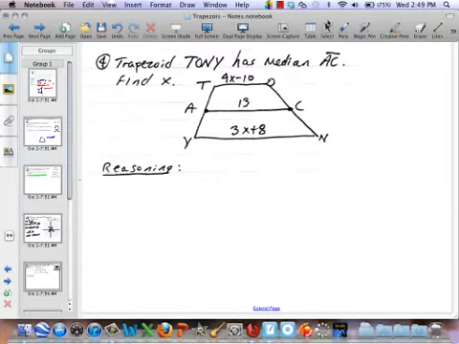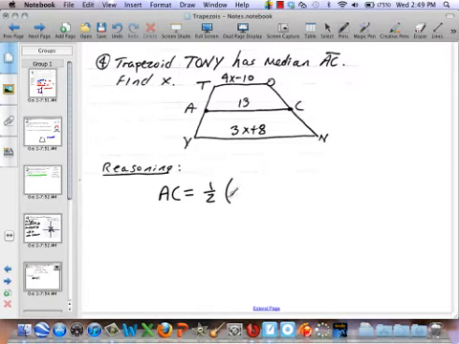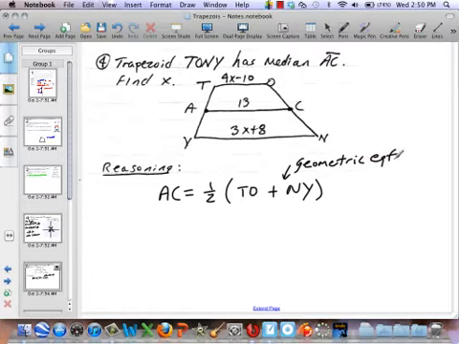We said that the length of the median, in this case AC, is equal to half the sum of the bases, correct? Guys, focus. What are my bases? So TO plus NY. Remember, this is what we call the geometric equation. A lot of you skip this and say, I don't know how to set this up. It's because you're skipping the geometric equation. Use the properties to write the geometric equation, and then it becomes really easy to know where to put things.